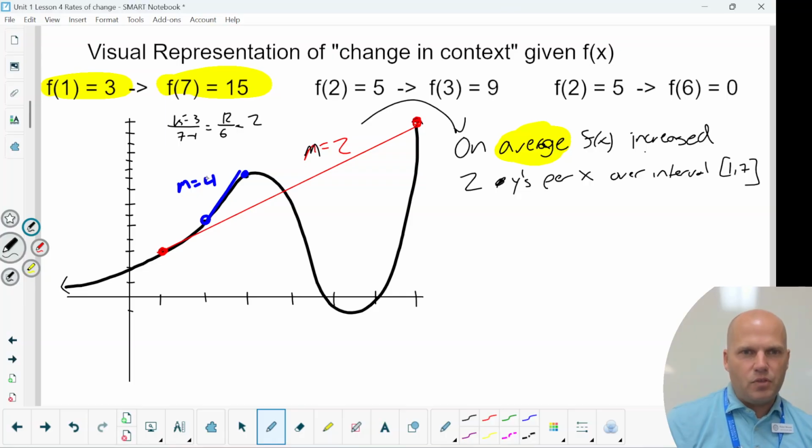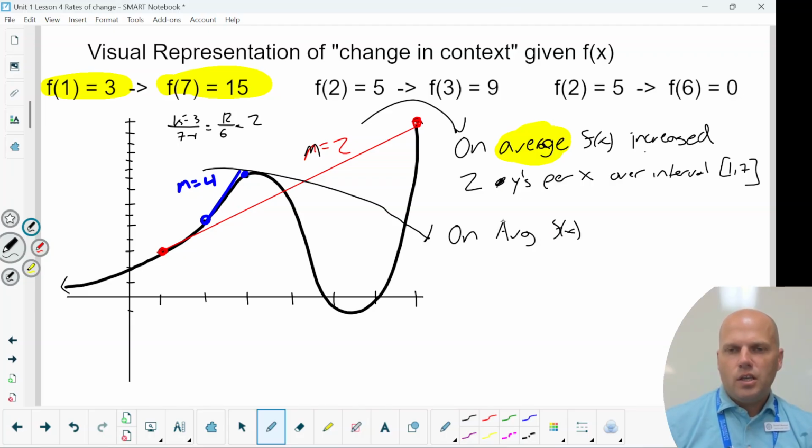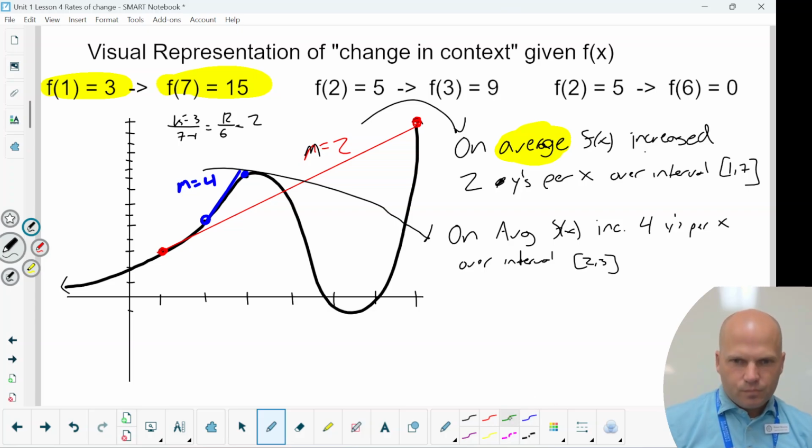And I would say from this slope value, we have this statement. We'd say on average, my function increased 4 y's per x over the interval 2 to 3. Okay. Now let's look at 2 more points.